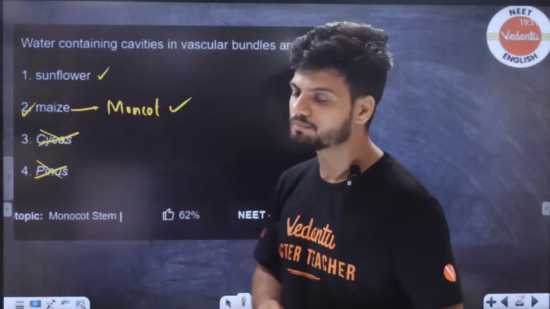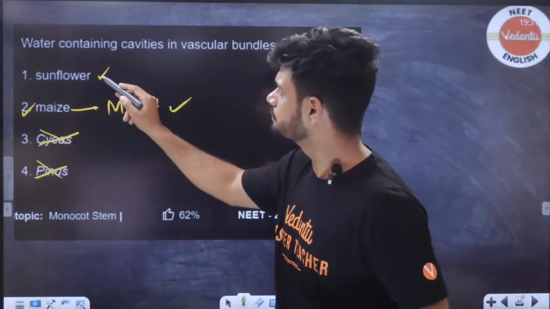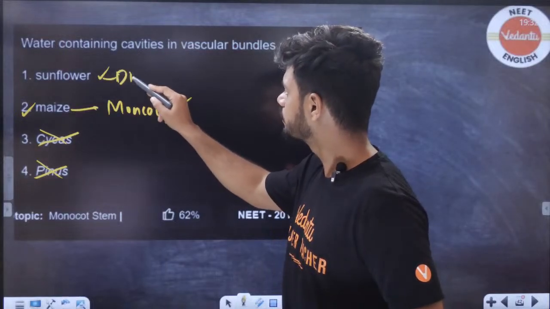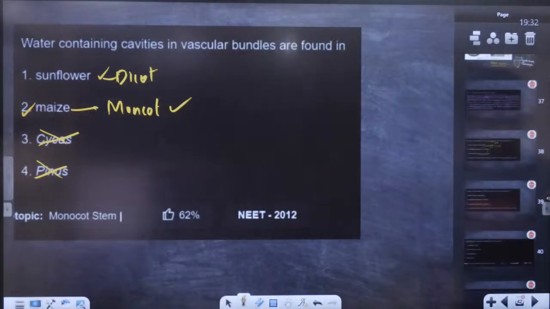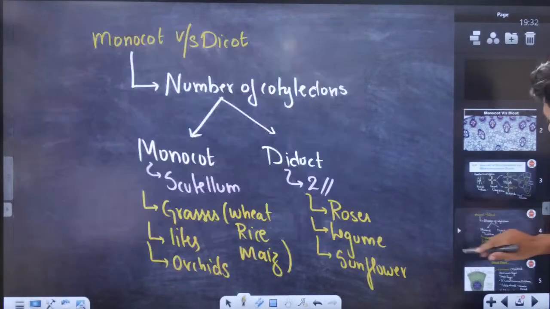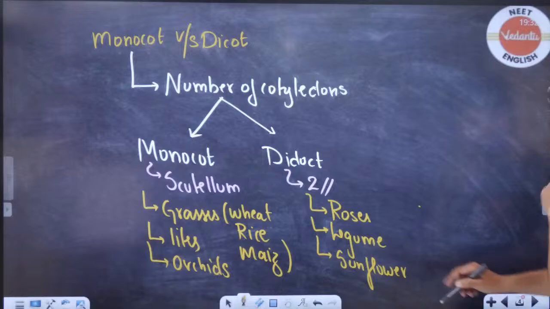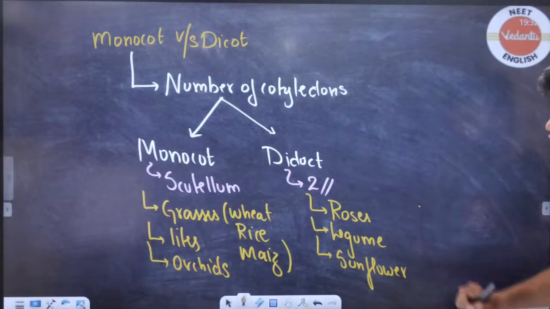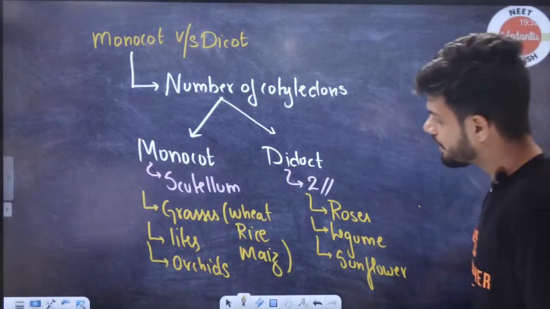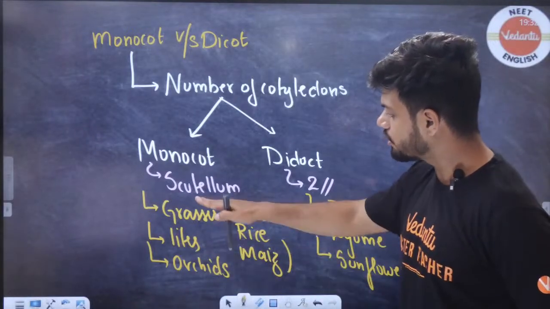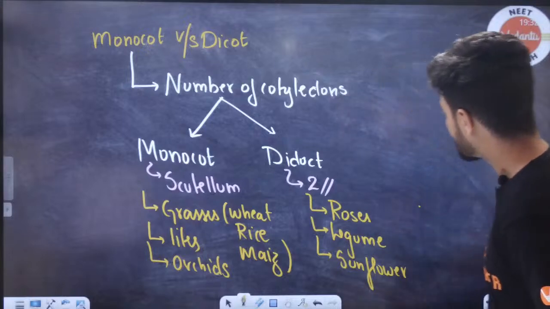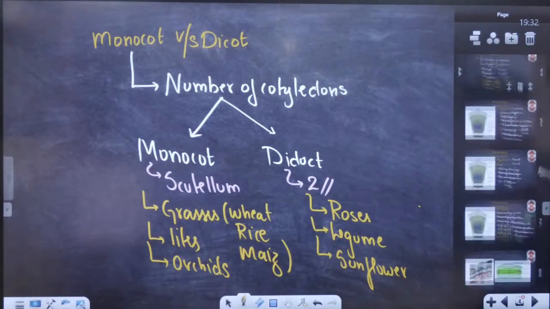Priyanka, not sunflower. Sunflower is a dicot. See, that's why I made you write some examples in the starting. Can you see here? Sunflower is a dicot. Rose, legume, all this is dicot. While your grasses, lily, wheat, rice, maize, orchids, all of these are monocots. Okay.